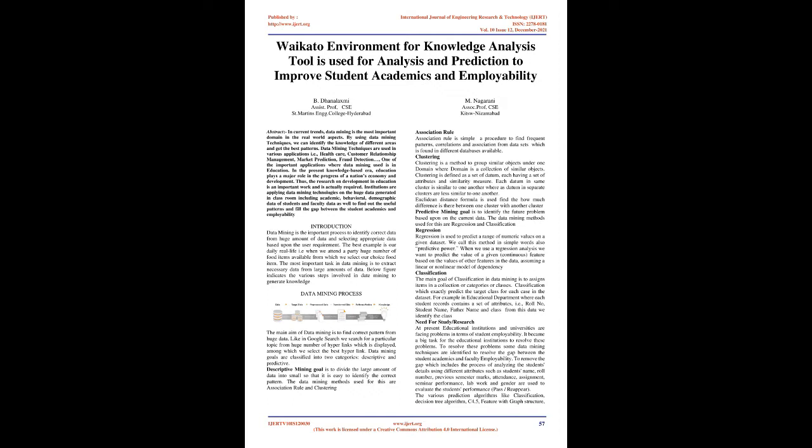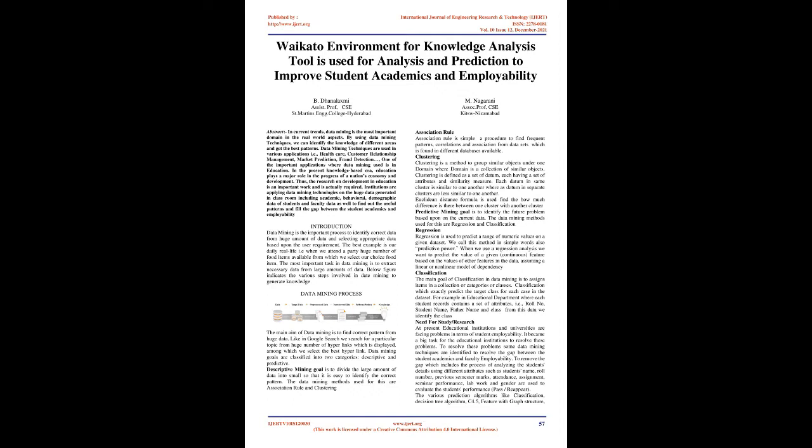Association rule. Association rule is a simple procedure to find frequent patterns, correlations, and associations from data sets found in different databases available. Clustering. Clustering is a method to group similar objects under one domain, where a domain is a collection of similar objects. Clustering is defined as a set of datum, each having a set of attributes and a similarity measure. Each datum in the same cluster is similar to one another, whereas datum in separate clusters are less similar to one another. The Euclidean distance formula is used to find how much difference there is between one cluster and another cluster.